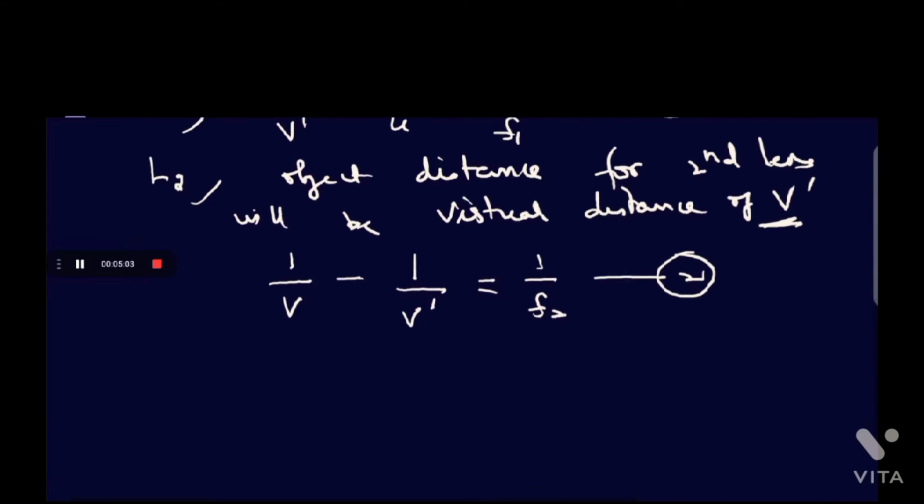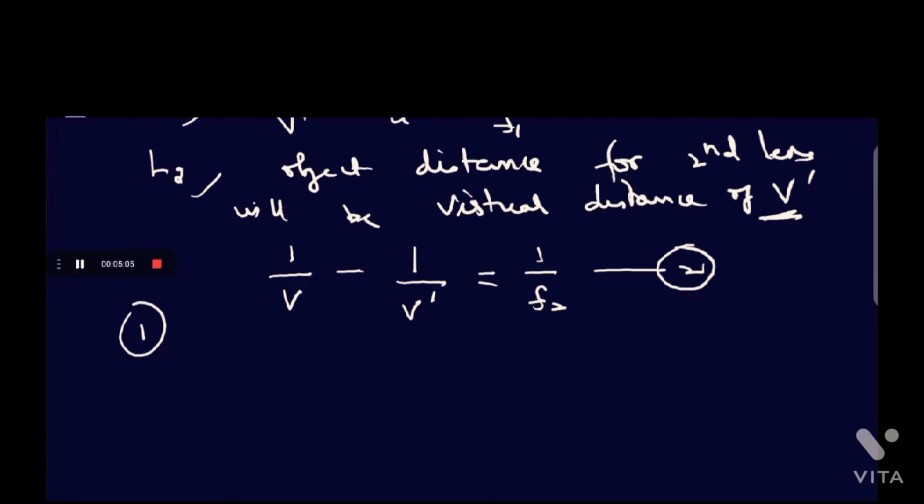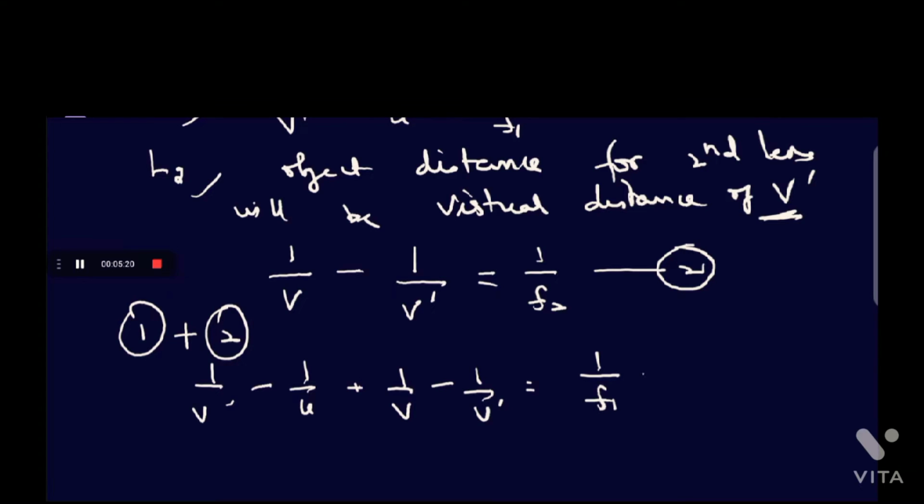Now we have two equations and you can add them, left hand side and right hand side separately. The left hand side will be 1 by V dash minus 1 by U plus 1 by V minus 1 by V dash. And the right hand side is 1 by f1 plus 1 by f2.